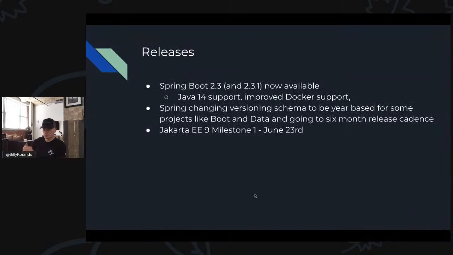Some other releases. Spring Boot 2.3, I believe, was released since the last KCJUG, if not pretty soon after. And actually, it's now at 2.3.1. The big things that came with it are Java 14 support, improved Docker support, and a few other things along with that as well. Also, Spring Boot is changing to a new versioning schema. This will be slowly rolling out over the next year or two, but it's going to be a year-based versioning schema. And actually, I need to get a link to that if you're curious about that. They actually announced that back at the end of April, but I forgot to include it in last month's notes.